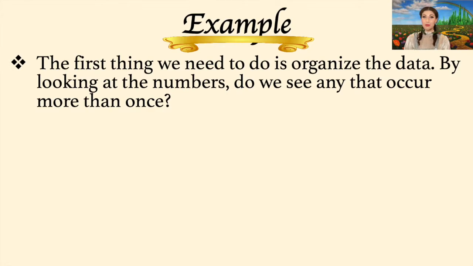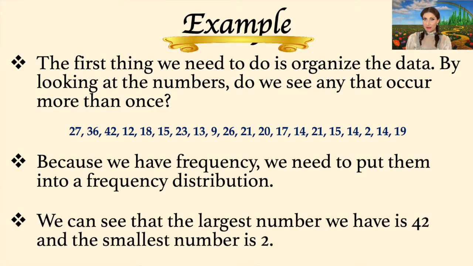The first thing we need to do is organize the data. By looking at the numbers, do we see any that occur more than once? If you're thinking to yourself, yes, then you're absolutely right. So we know if a score occurs more than once, it means we have frequency. Because we have frequency, we need to put them into a frequency distribution. If we remember, the frequency distribution is typically created in descending order. So we'll start with the largest number at the top and we'll work our way down to the smallest number. By looking at this distribution, we can see that 42 is the largest number in our data set and the smallest number we have is 2. So our frequency distribution will go from 42 all the way down to 2.